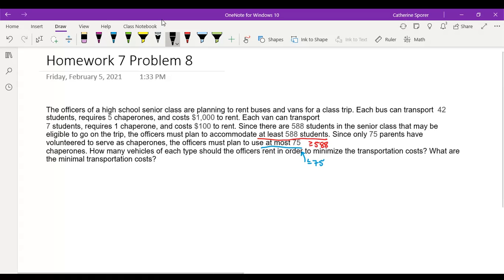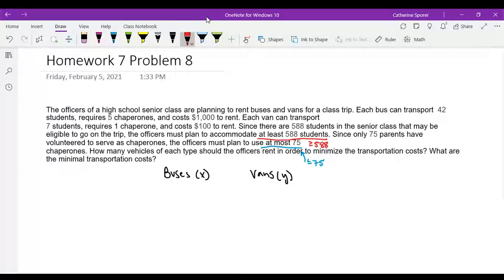Now, the way that I would set this up is I would try to organize the information into a table like the other linear programming problems we've looked at. So the things that we're trying to find are the number of buses and the number of vans. So those are our two variables. We could call buses X and vans Y. So X is the number of buses, Y is the number of vans.